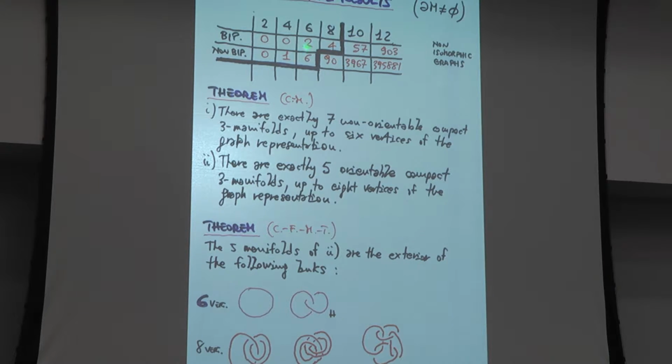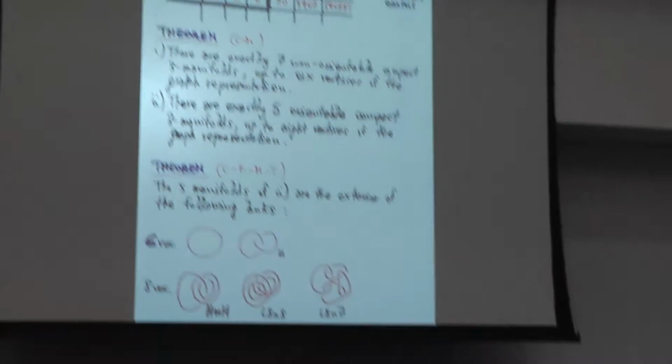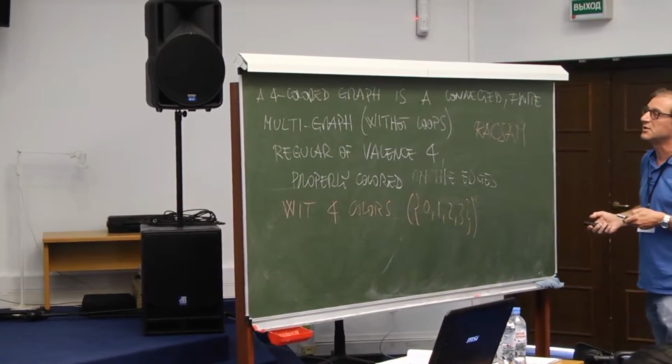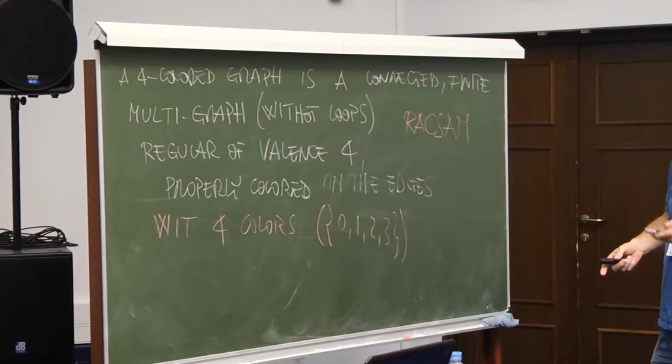Okay, so by hand, only by hand, me and Paola tried to classify the case up to 8 vertices in the bipartite case, and the case up to 6 vertices in the non-bipartite case. This result was obtained 2 years ago and published last year in RACSAM, the acronym of a journal in Spain, Royal something, I don't know.